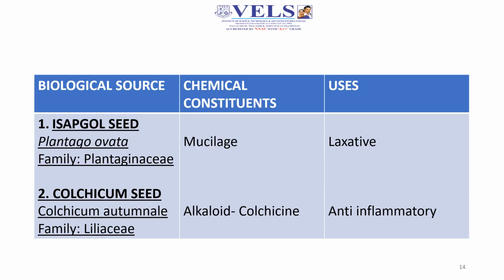So here I have selected two seeds. Isabgol seed is Plantago ovata, belonging to family Plantaginaceae. Mainly it contains mucilage, used for its laxative property. Then the next is Colchicum seeds. Colchicum autumnale belongs to the family Liliaceae. Chemical constituent is the alkaloid colchicine. Mainly it contains colchicine. The main use is anti-inflammatory.